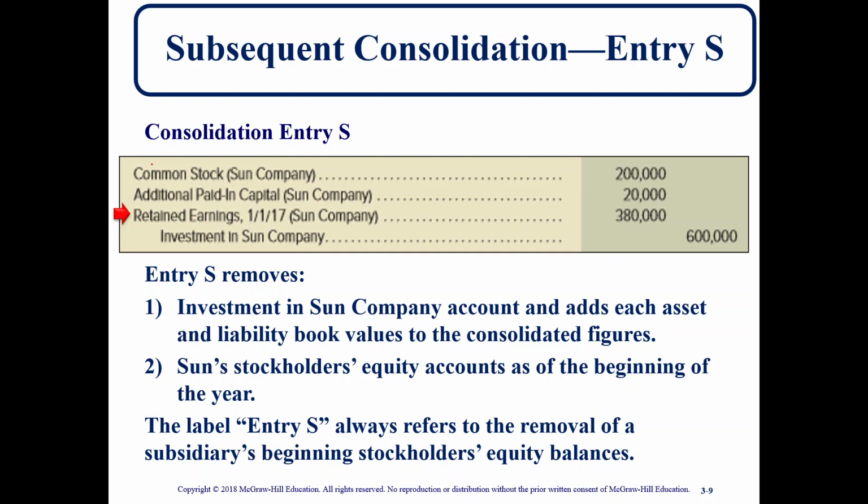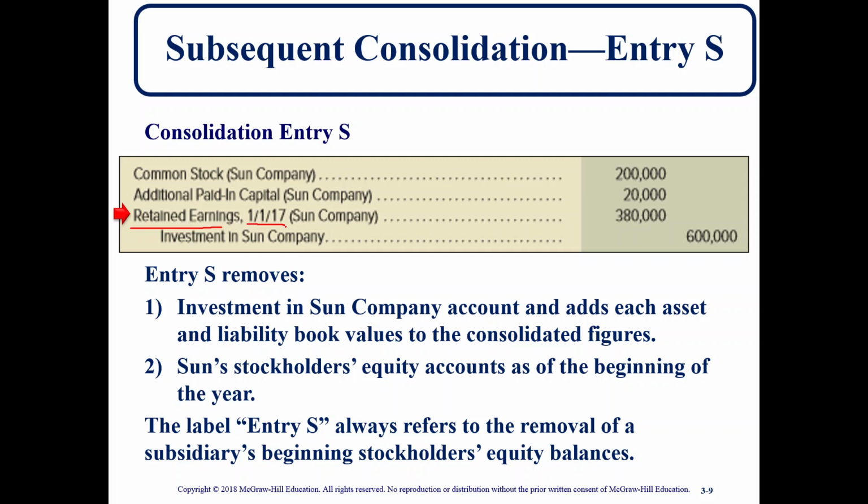So we know common stock usually has a credit balance. So in order to zero this out, we're going to have to debit. Same thing with additional paid-in capital. Note here, I put an arrow here for retained earnings because we are eliminating beginning retained earnings.